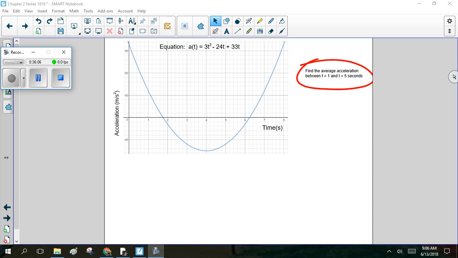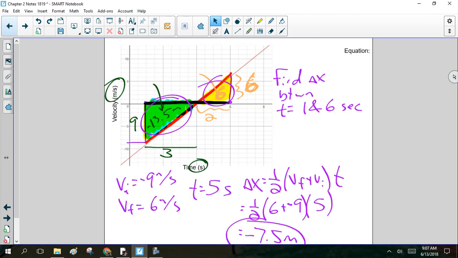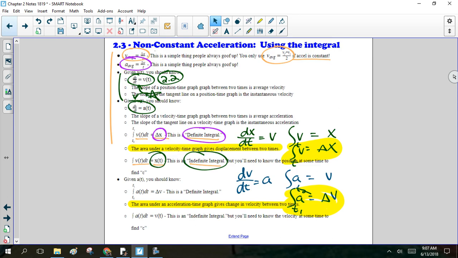All right, so we're going to find the average acceleration here. So this is what I was talking about at the very beginning of the video. I'm going to jump back to this for a minute. Remember average acceleration? What did we say? I said there's only one equation to find average acceleration, right? Here it is. Look at this. Just change in velocity over time.